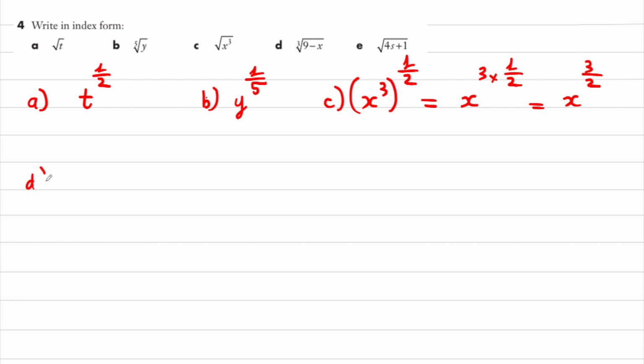About D, you have a cube root. This means this expression has to be inside the bracket, and then you get 1 over 3 by this writing. About E, you have 4x plus 1 inside the bracket, and outside you have a square root. It means to the power of 1 over 2. The first 5 questions of exercise 4 are not too difficult.